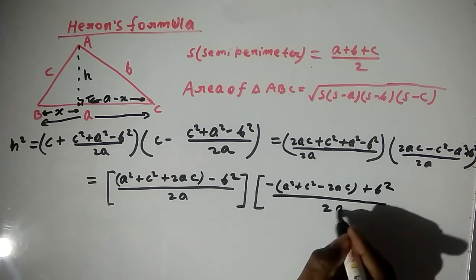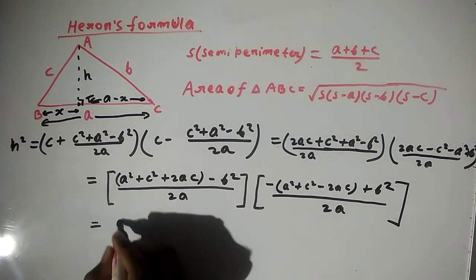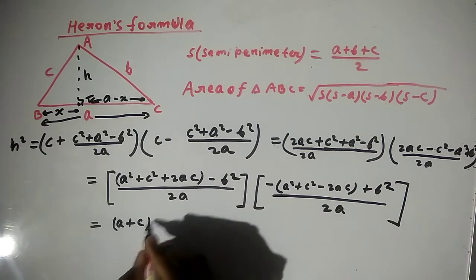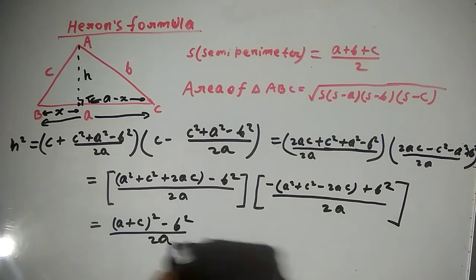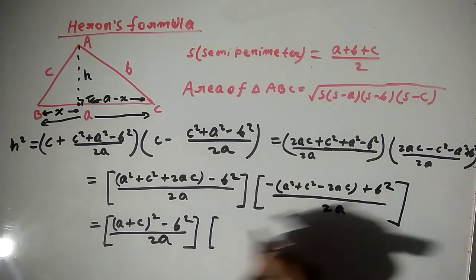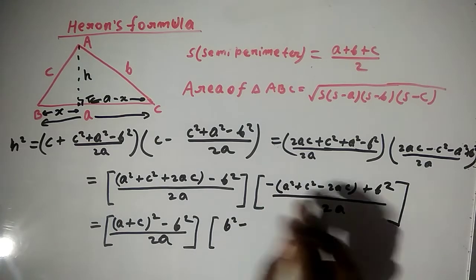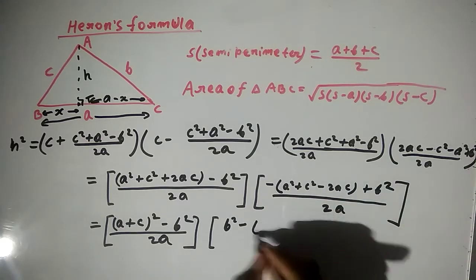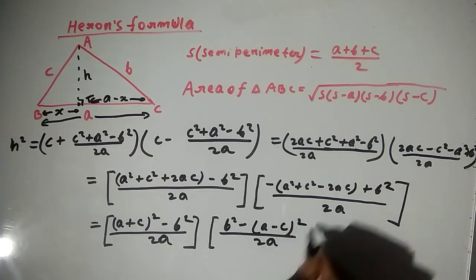over 2a. Okay, so this is (a plus c) whole squared minus b squared over 2a. This is one bracket, and in another bracket we have, let me write down the b squared first, b squared, and then minus (a minus c) whole squared over 2a.